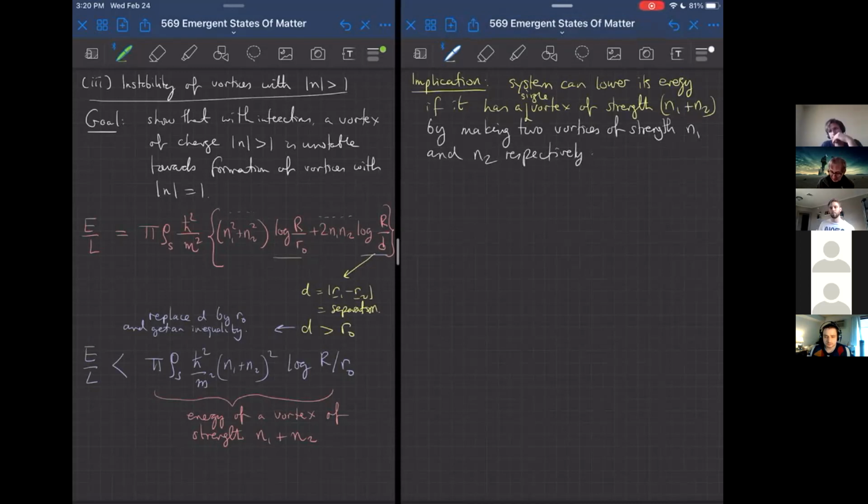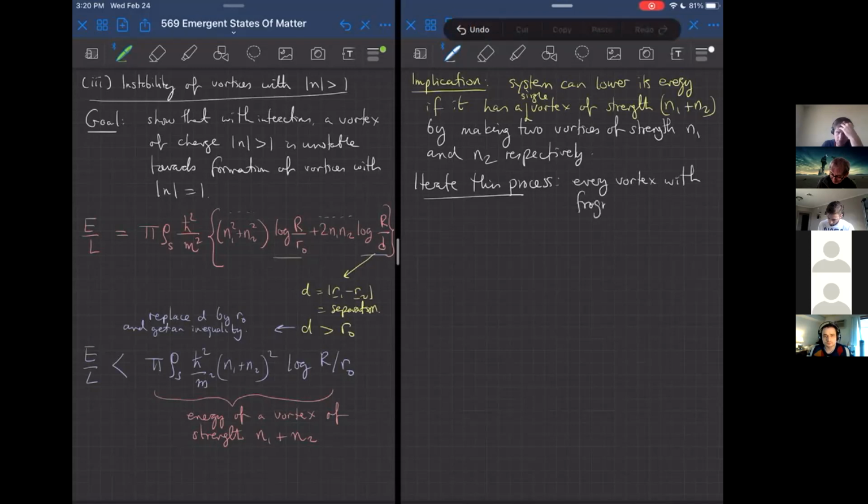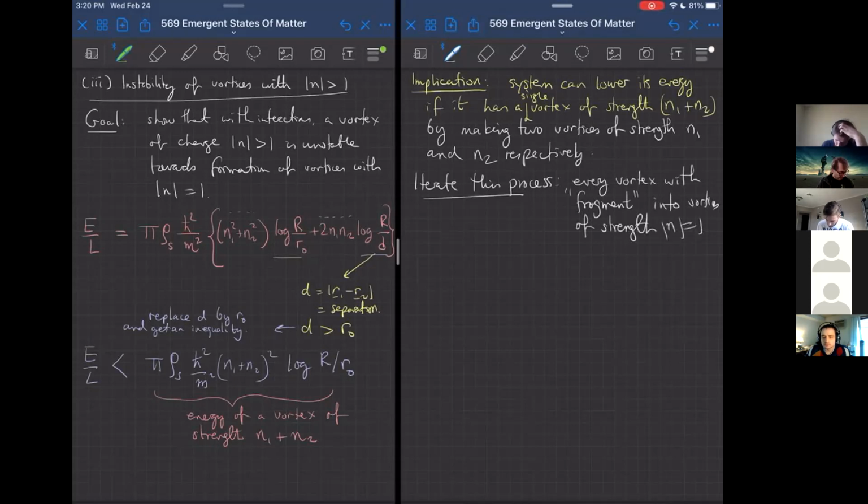And so then now you can therefore iterate this process. And what that means is that every vortex will sort of fragment, if you will, into vortices of strength n equal to 1. And so now you can see then that we're always pretty much doomed to only see vortices with n equals 1.